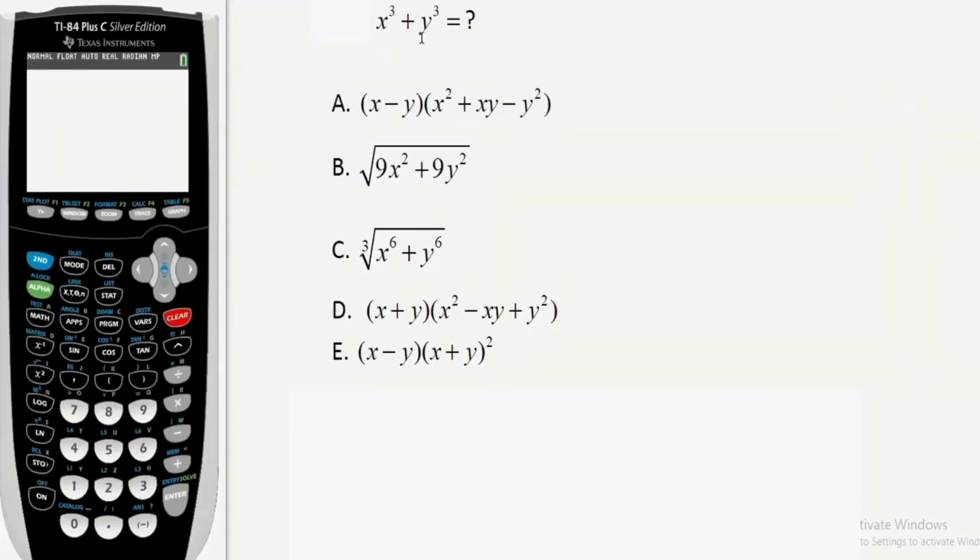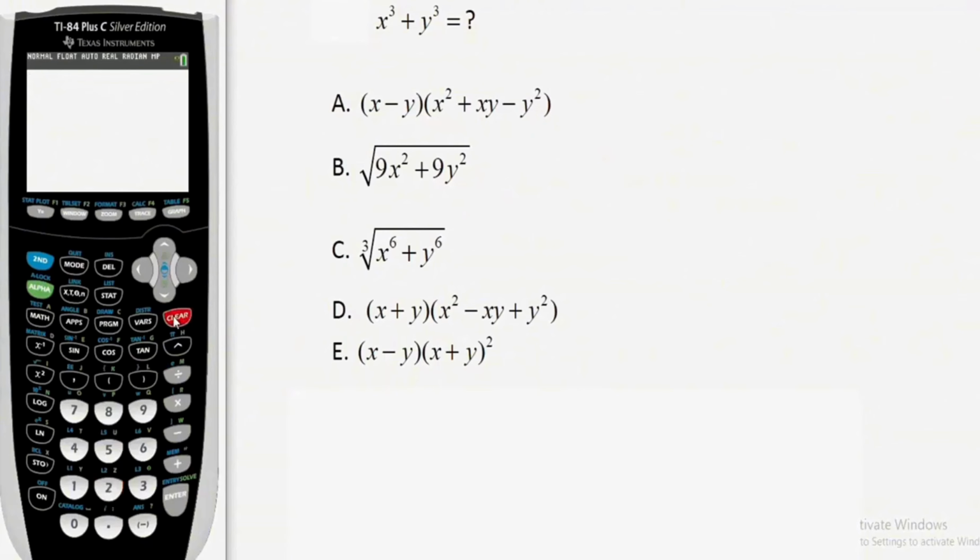The question says we have this expression x to the power 3 plus y to the power 3. We have to simplify this expression. So this is very, very easy. The very first thing we have to do will be to reset the calculator to put it in default mode. To do this, press the second button, then this plus button, press 7 for reset, then press 1 to reset all and press 2, and it will do that for us. Alright, we are good to go.